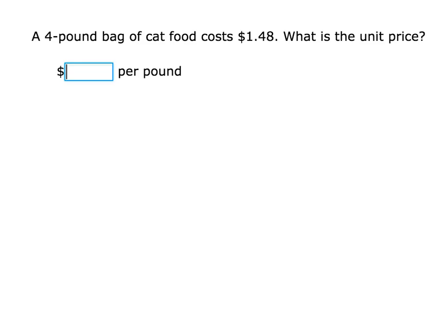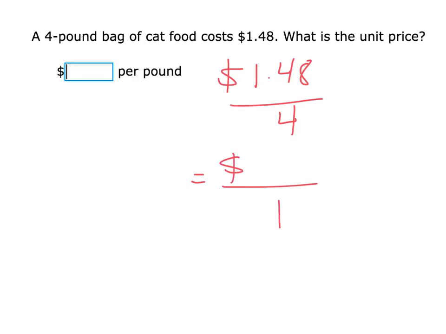All right, last one. Before we start, let's just do a little estimation again. Let's think about this. If it costs me $1.48 for 4 pounds of cat food, will it cost me more than $1 or less than $1 to buy just 1 pound of cat food?